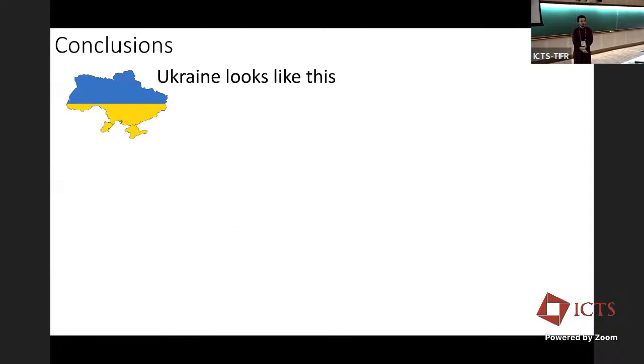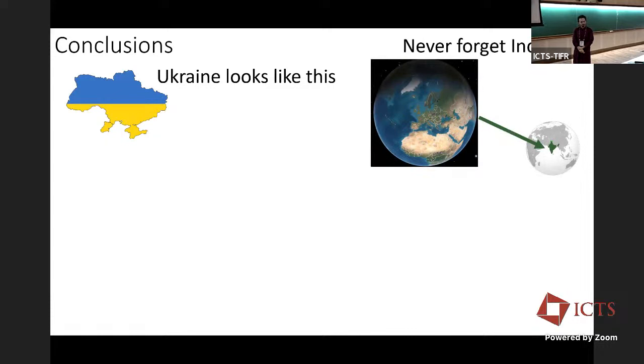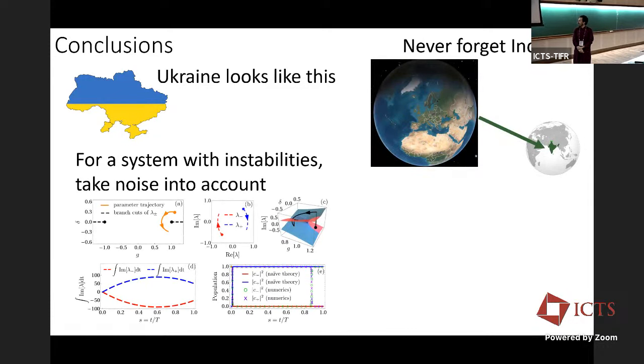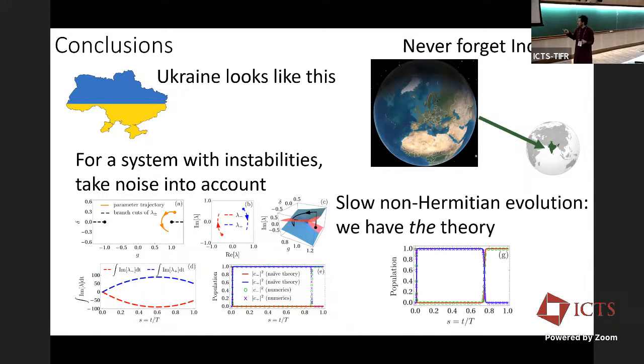You should never forget about noise. And if you happen to deal with a system featuring instabilities, you'd better take noise into account. By the way, small detail, for the slow non-Hermitian evolution, we now have the theory, not a theory, but the theory.